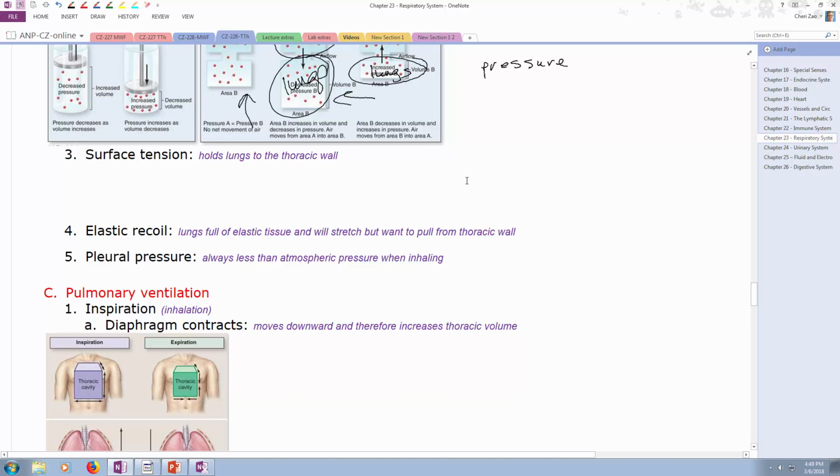Let's take a look at surface tension, elastic recoil, as well as pleural pressure as various factors which help us keep our lungs inflated, and also factors that are trying to work against us in keeping our lungs inflated. Surface tension holds the lungs to the thoracic wall because there are no connective tissue connections between the parietal and visceral pleura.